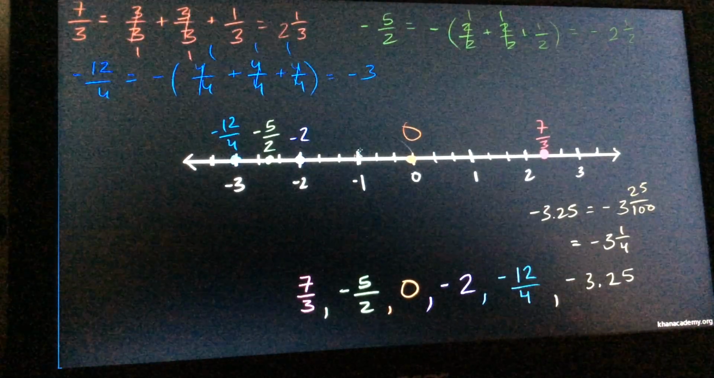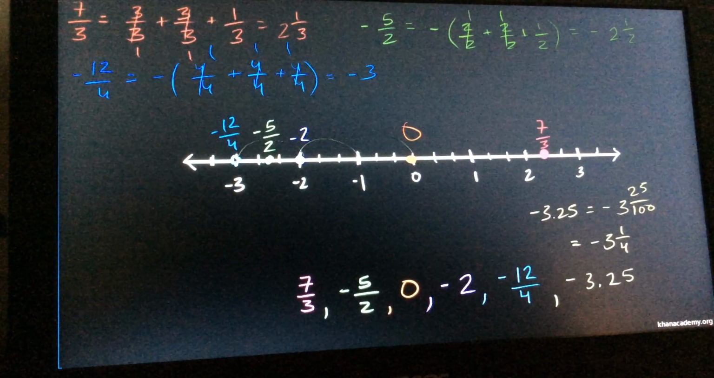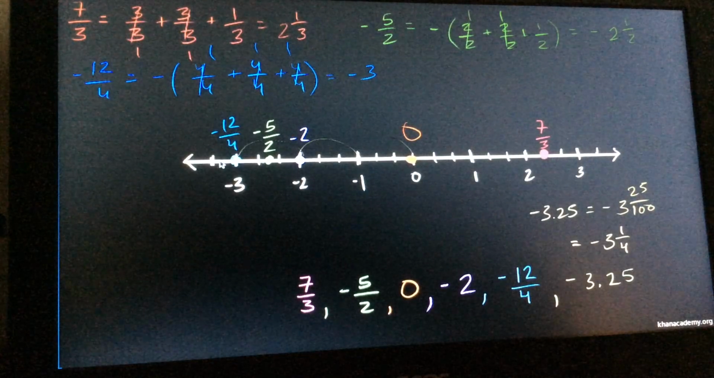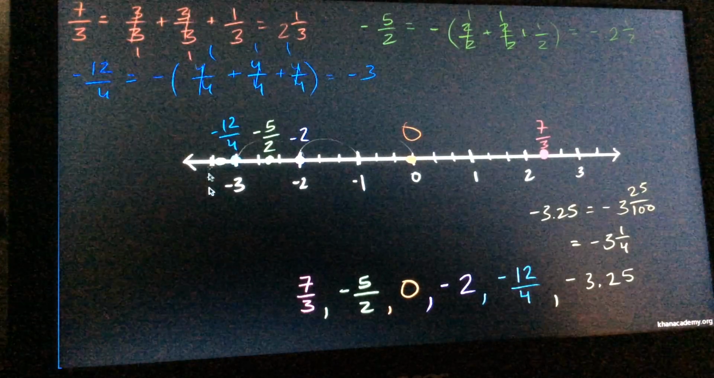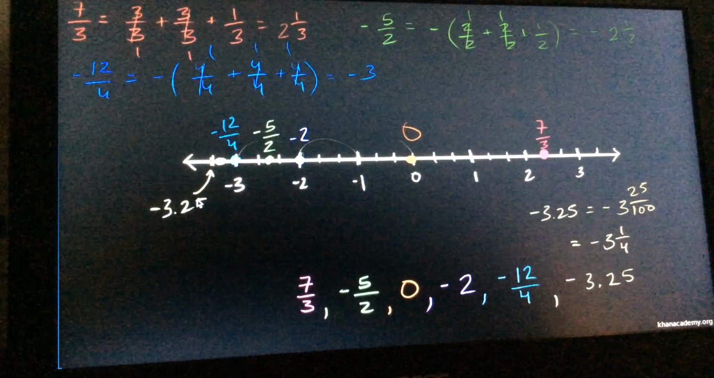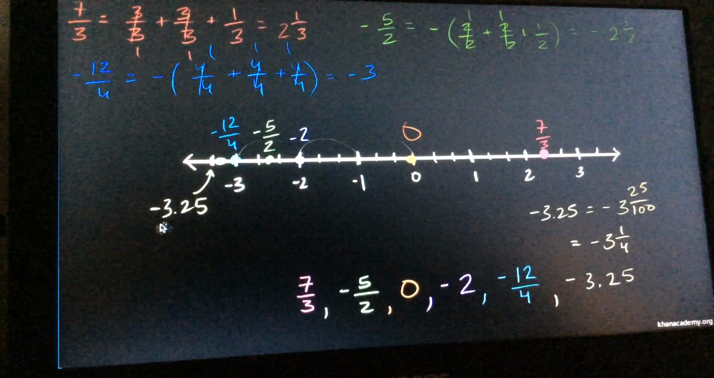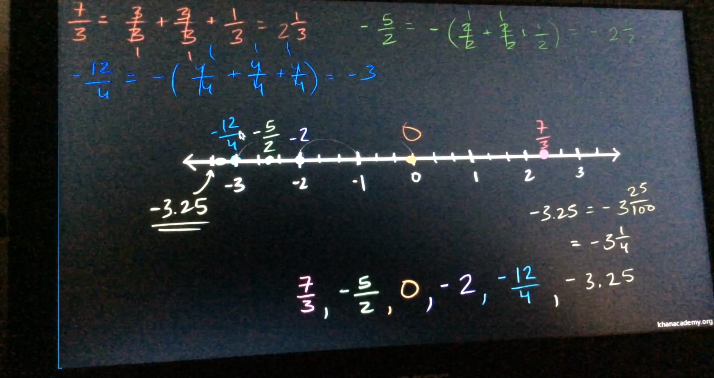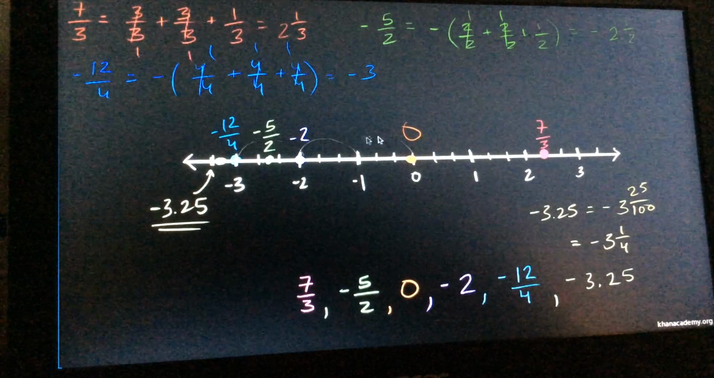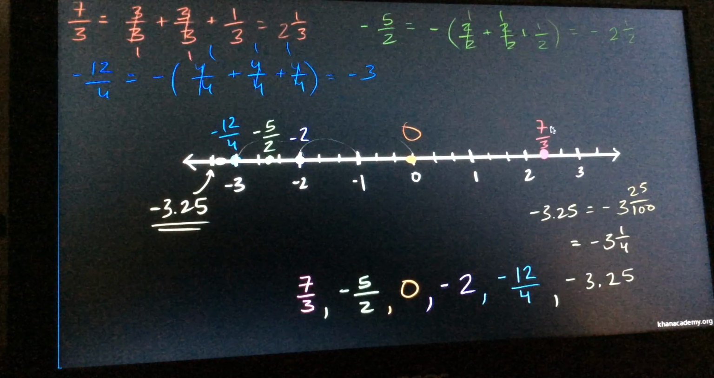So let's see, let's go negative 1, negative 2, negative 3. Then we have to go a fourth. And we're not going to be able to do it super precisely, but it's going to be less than a third. So it's going to be right over there. So that right over there is negative 3.25. So we wanted the numbers ordered from least to greatest. Well, we've done that. The least is negative 3.25, then negative 12 fourths, then negative 5 halves, then negative 2, then 0, then 7 thirds. And we are done.